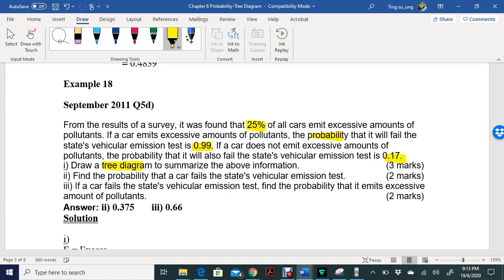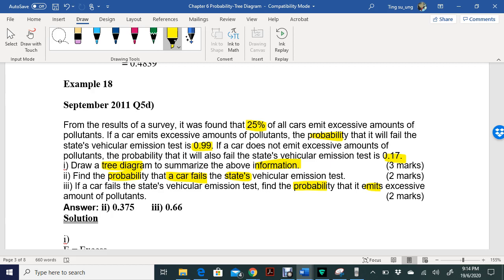Draw a tree diagram to summarize the information. Find the probability that a car fails the state's vehicle emission test. If a car fails the state vehicle emission test, find the probability that it emits excessive amount of pollutants. Okay, so I already gave you the answer. You may try out first before you continue with my video.